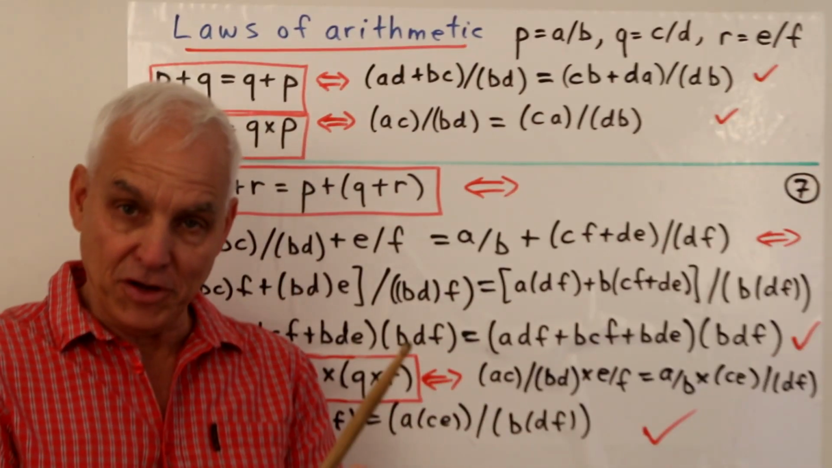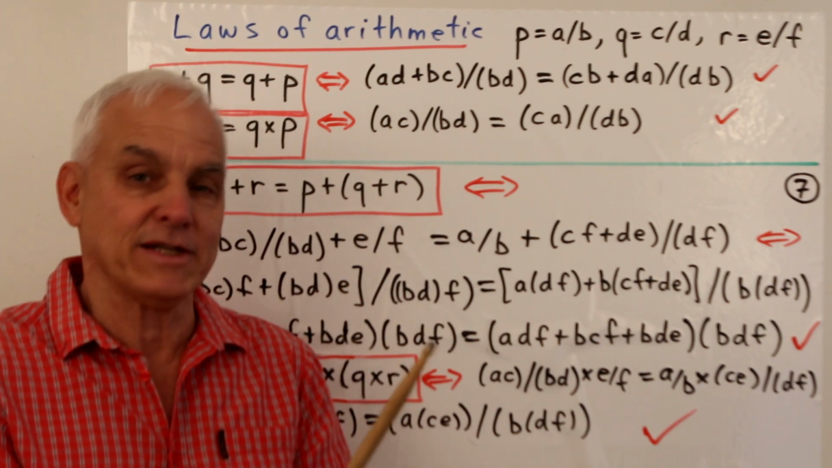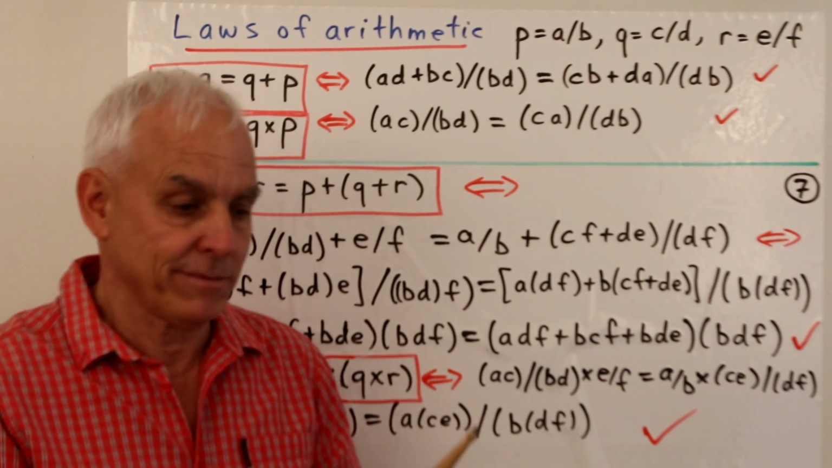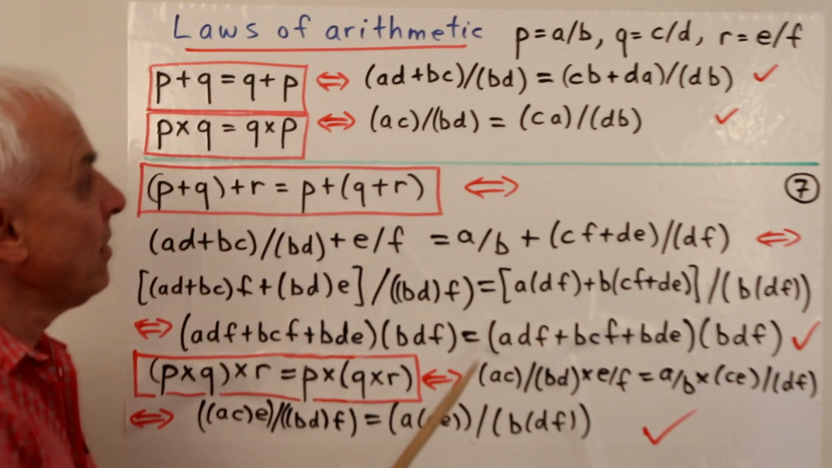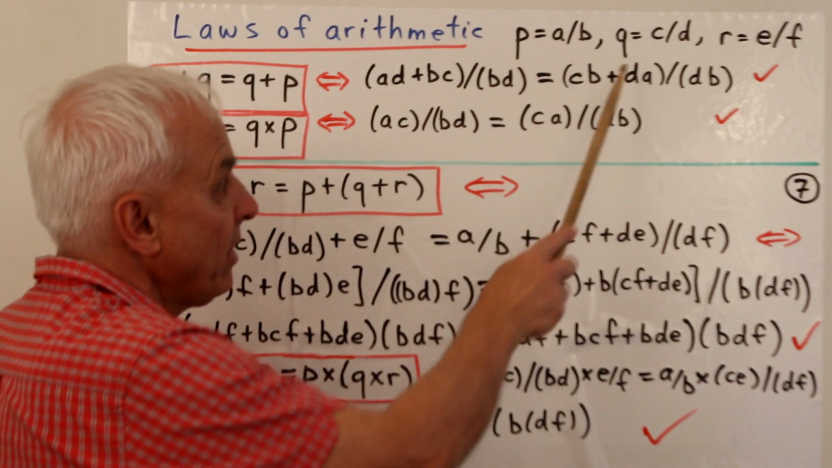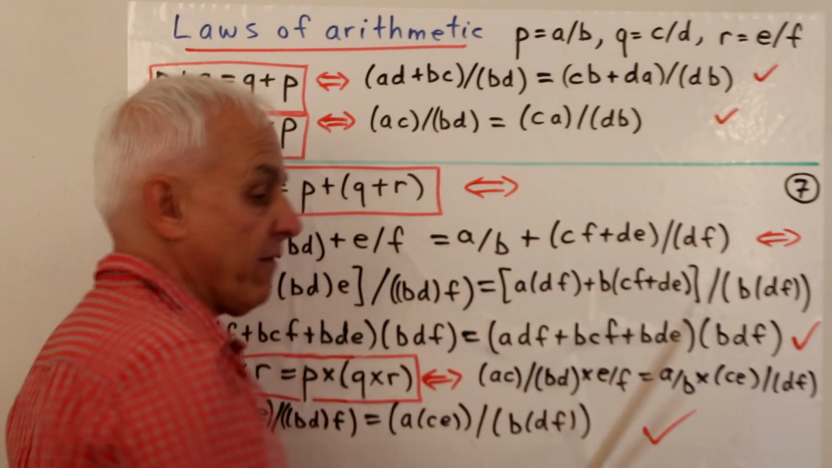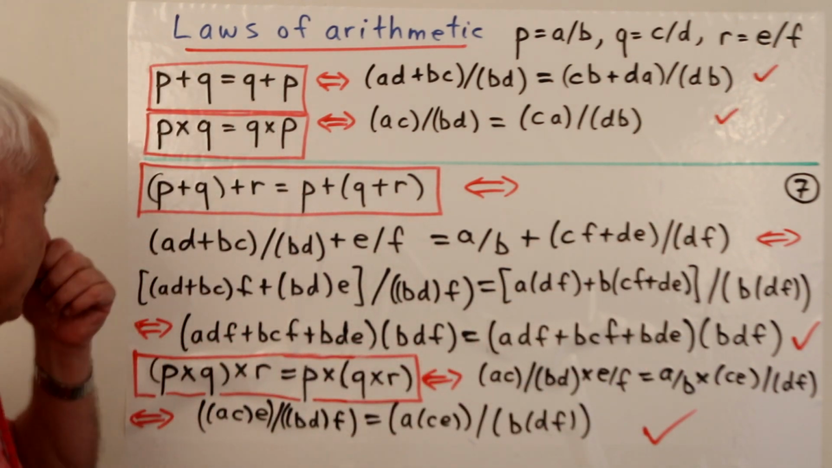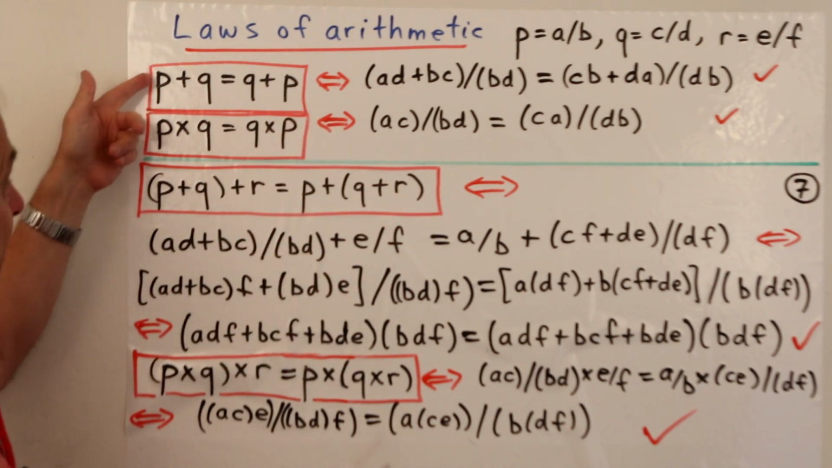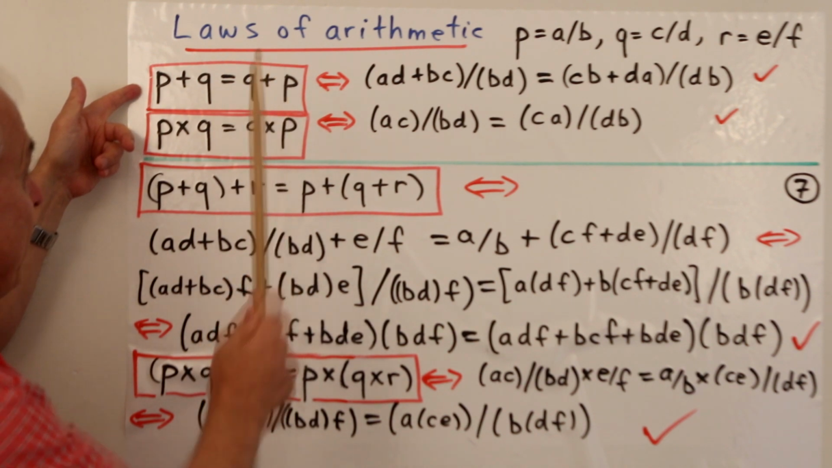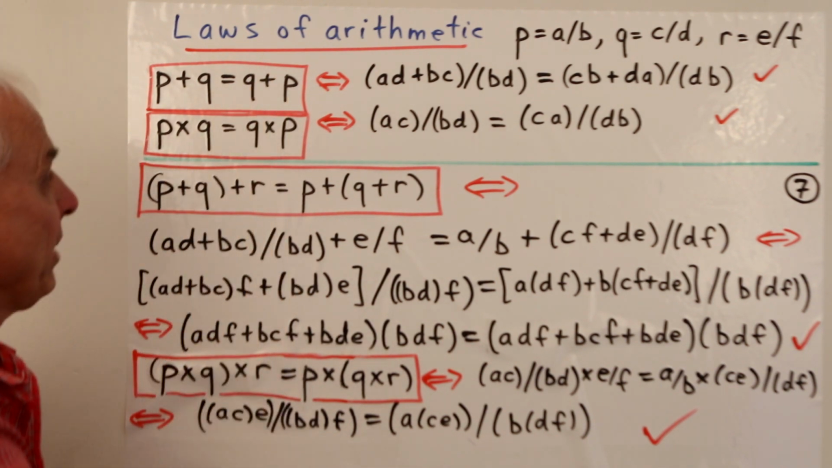So now that we have the numbers themselves and we have their operations defined, we want to establish the laws of arithmetic, like the commutative, associative, and distributive laws. So let's let P be A over B, Q be C over D, and R be E over F. So here are 3 fractions. And the laws are expressed in terms of P's, Q's, and R's. So there's the commutative law, that P plus Q equals Q plus P, the addition one, and the multiplicative one, P times Q equals Q times P.